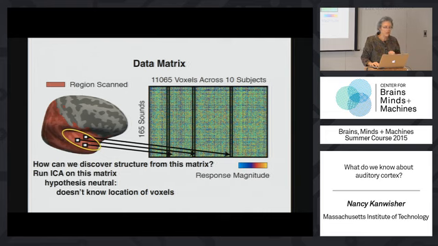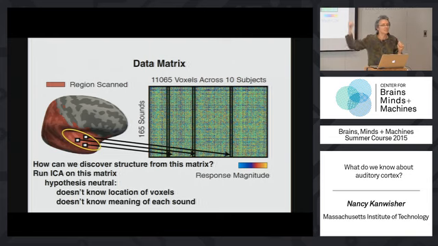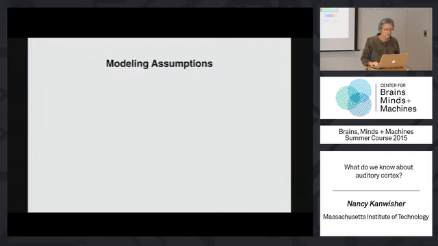And so the cool thing is that the structure that emerges is not based on any hypothesis about functional profiles, because the labels are not even used in the analysis. And it's not based on any assumption about the anatomy of auditory cortex, because the locations of these voxels are not known by the analysis.